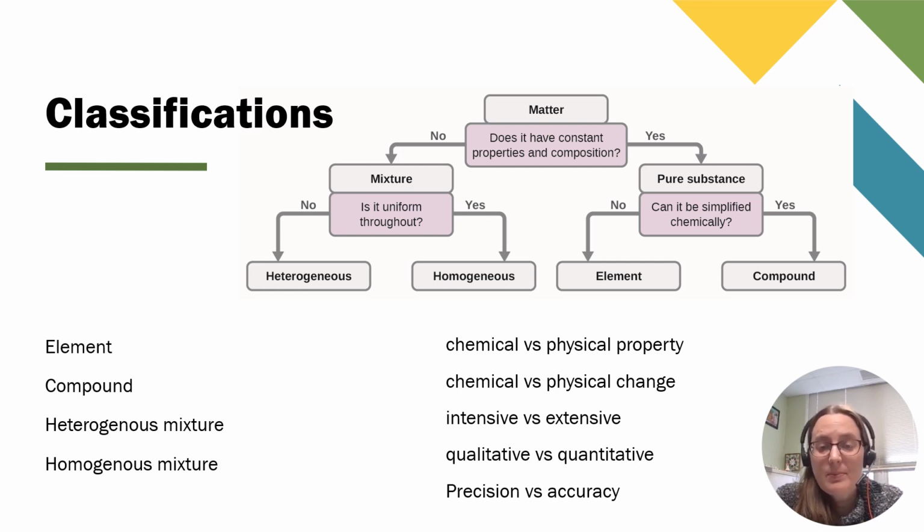Intensive and extensive properties. An extensive property is based on the quantity of what you have. An intensive property is something you can look up on a table. A qualitative property depends on the quality of what you're working with, so it often describes color or some feature of it. A quantitative property has a numerical value associated with it. And then precision and accuracy.